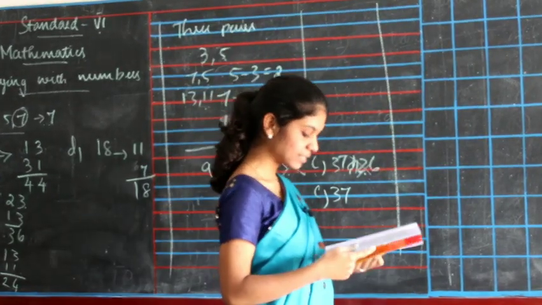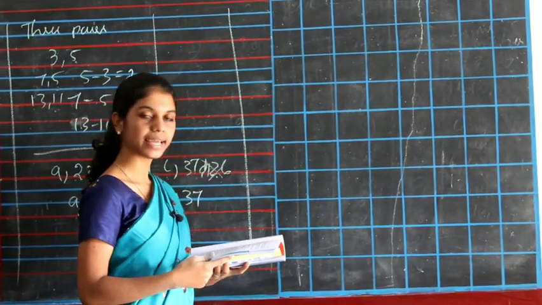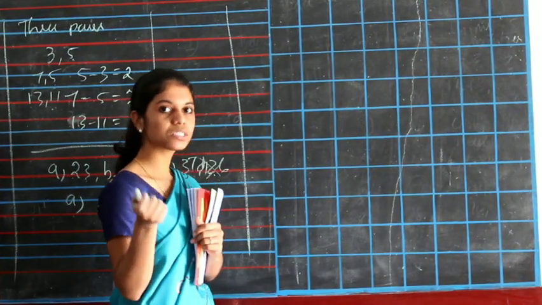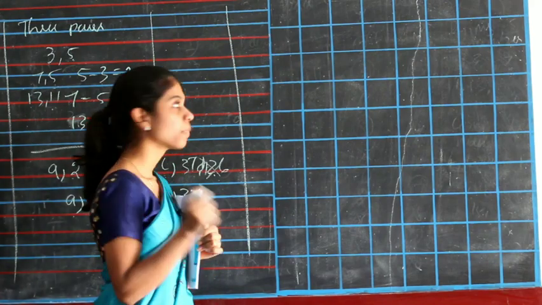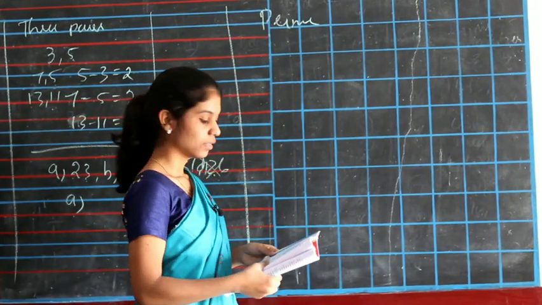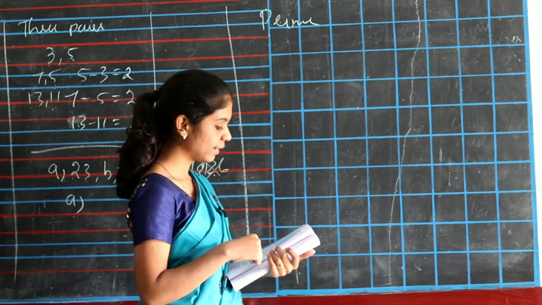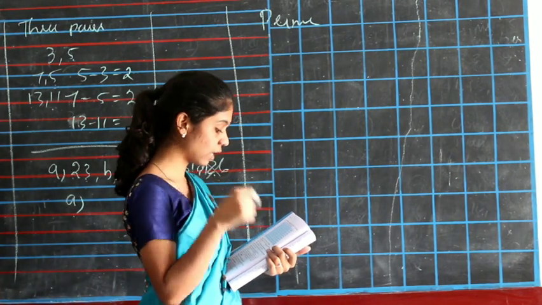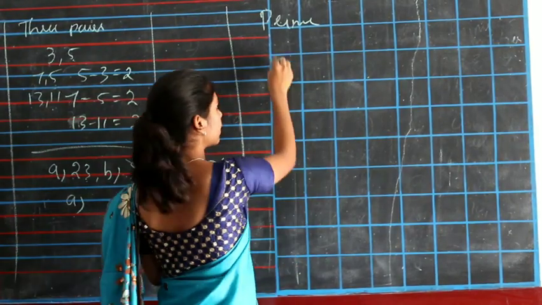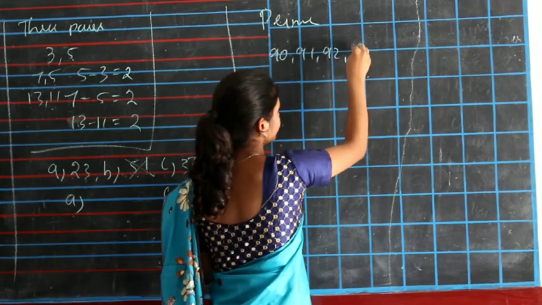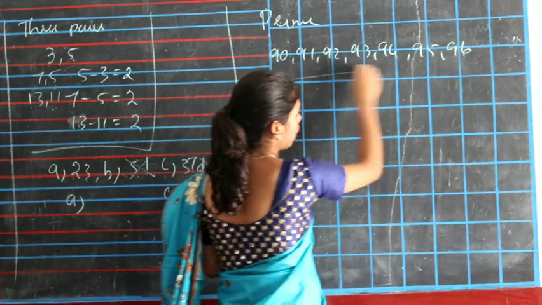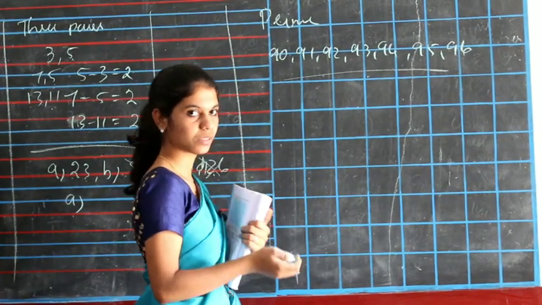Now, write 7 consecutive composite numbers less than 100 so that no prime number is between them. So we have to find continuous composite numbers, no prime number involved. In your book they have given you the sieve method, right? Look at it and see whether you can find 7 continuous composite numbers. See, you can say 90, 91, 92, 93, 94, 95 and 96. These are all consecutive composite numbers. Okay.